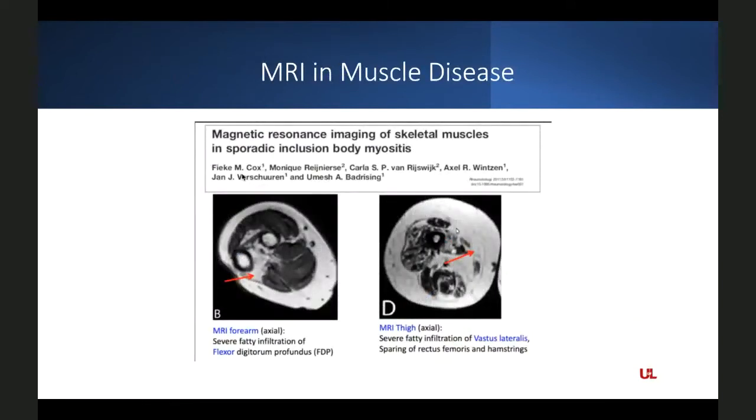Coming down to IBM again, you see there is severe fatty infiltration in the flexors in the forearm, and again, you see infiltration in vastus lateralis and sparing of rectus femoris over here. So that's what IBM does. It skips the muscle groups when affecting a particular proximal or distal musculature. So it skips the muscle groups. That's what they are trying to identify in this picture.